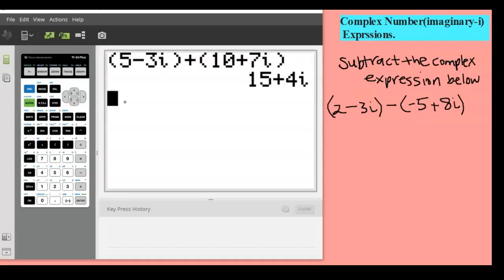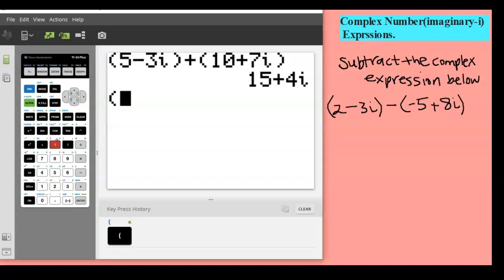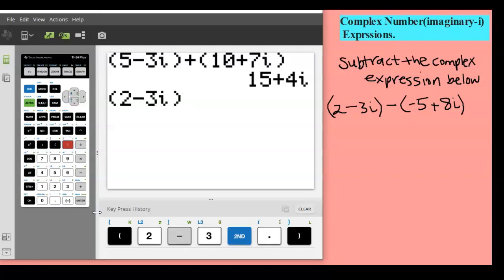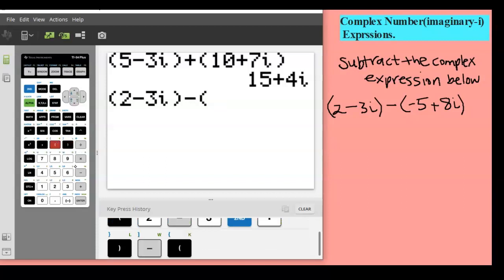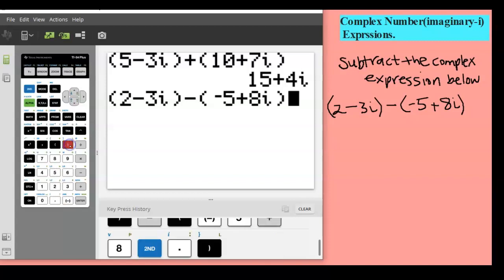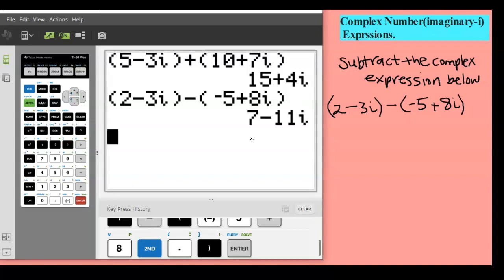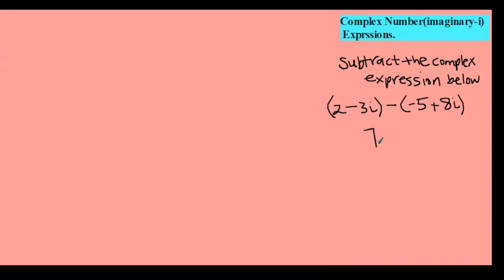Okay, so our next example, we want to subtract the complex expression below. Here we are using the TI-84 Plus to do that. You pick your parentheses, and then 2 minus 3i. You close it, and then minus, parentheses open, negative. You use this negative 5 plus 8i. Close it, and then you enter, and that gives you 7 minus 11i as the final answer using the TI-84.